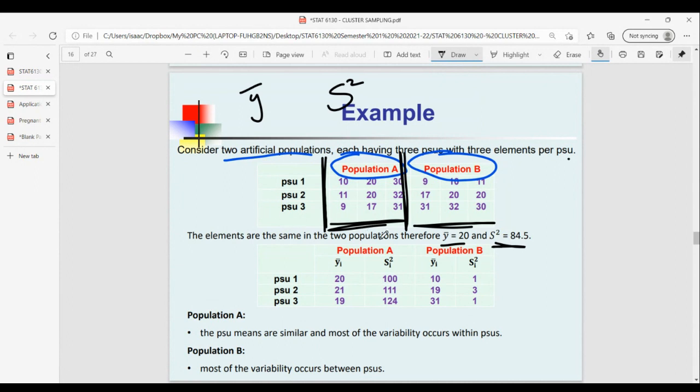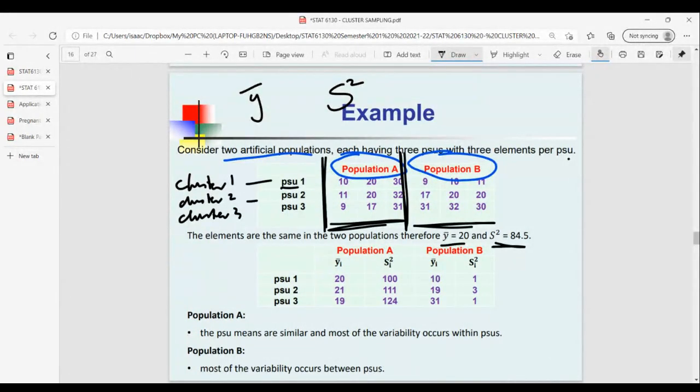Okay. Now what we do is that this is population A. Now this is PSU 1, primary sampling unit 1. So think about PSU as cluster 1. That's all. Cluster 1, cluster 2, cluster 3.